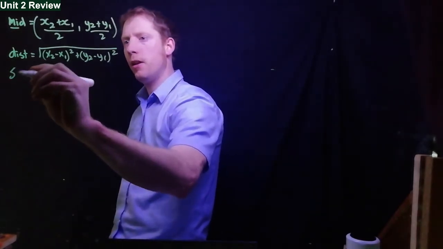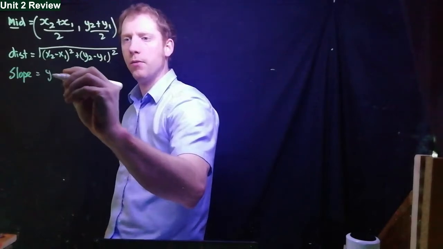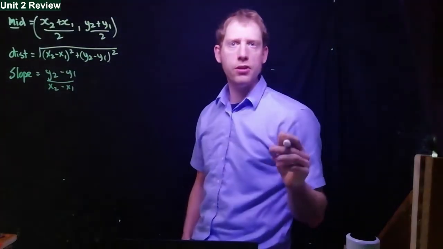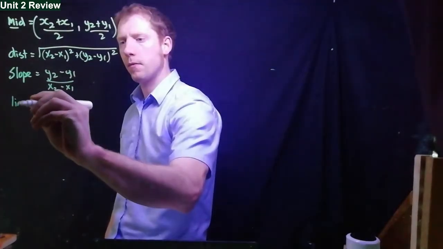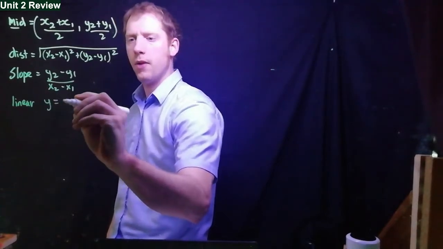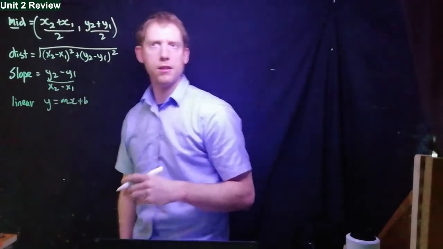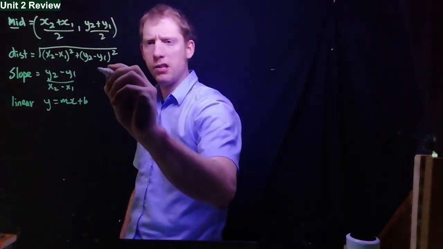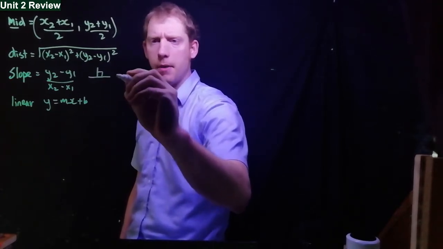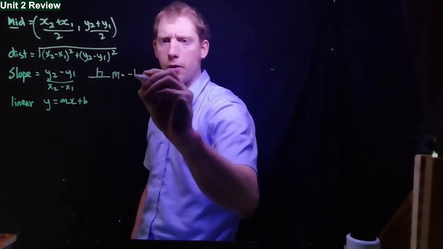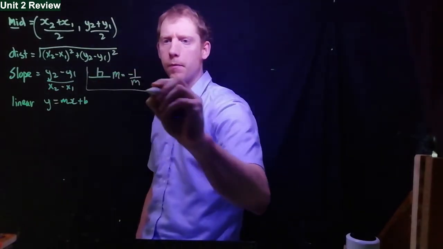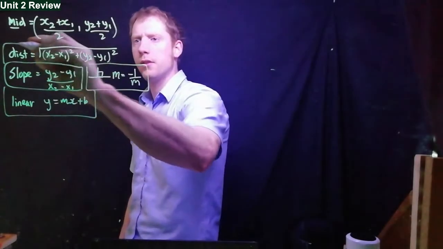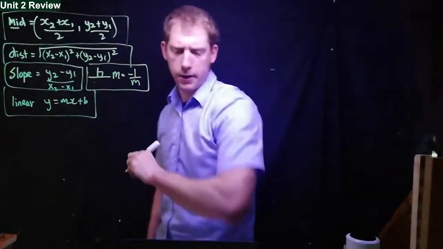The slope equation, you need to be able to calculate the slope of a line: y2 minus y1 over x2 minus x1. The equation of a linear line, y is equal to mx plus b. You need to be able to calculate the equation of a linear line. Also, perpendicular slope. Perpendicular slope of a line segment, if I know m, the perpendicular slope is negative 1 over m. Okay? These are the equations that you need for the test.